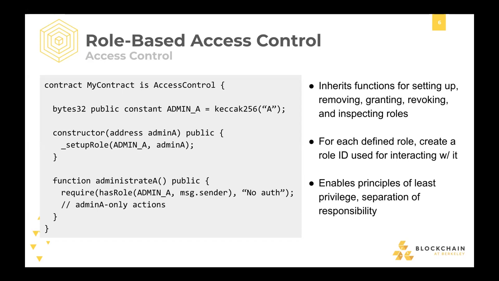So the pattern here is that when you define a role, you create some identifier for it. Here we set up this public constant ADMIN_A, which is just a random value. And when we're setting up a role, we say, okay, for this role ID, give this address that role. And later on we can check whether a given address has this role ID. So we use these role IDs in our checks and in our setting up of these roles.